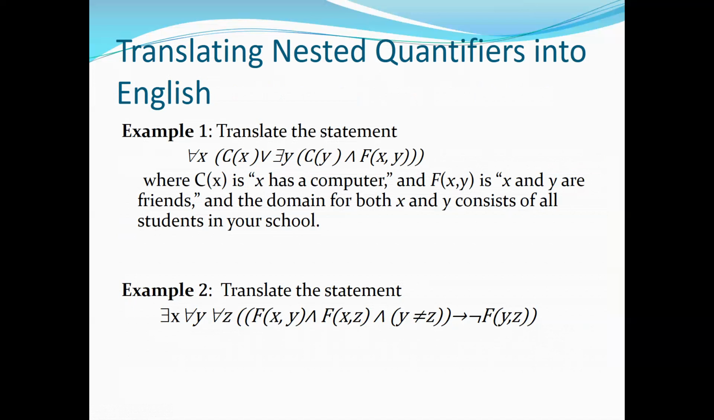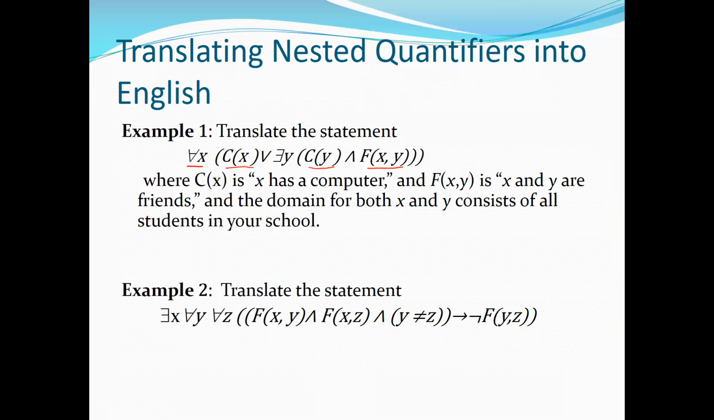Now let's see how we can translate nested quantifiers into English statements. We have the statement: for all x, C of x, or there exists some y such that C of y and F of x comma y. C of x means x has a computer, and we know that F of x comma y means x and y are friends. We have seen this in the last video lecture.